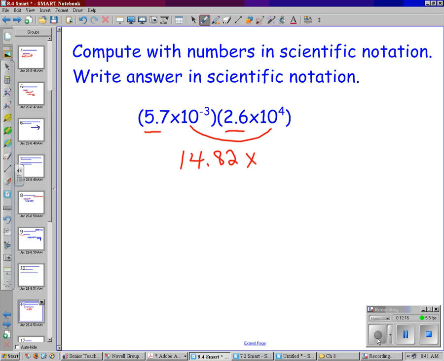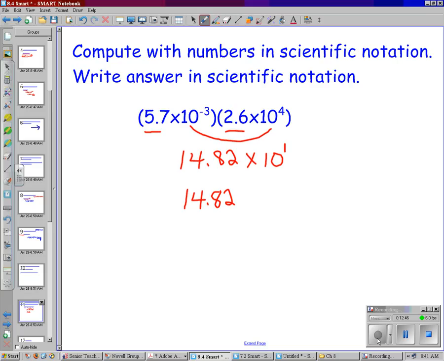What happens when you take two bases that are exactly alike and multiply them together and they have exponents? What do you do to the exponents? You add them. So negative 3 plus 4 is? 1. So I have 10 to the first power. Now, here's the deal. Is that number sitting up there right now in scientific notation? No. All right. So I want you right now to just look at the number 14.82. Forget about the times 10 to the first for just a moment.